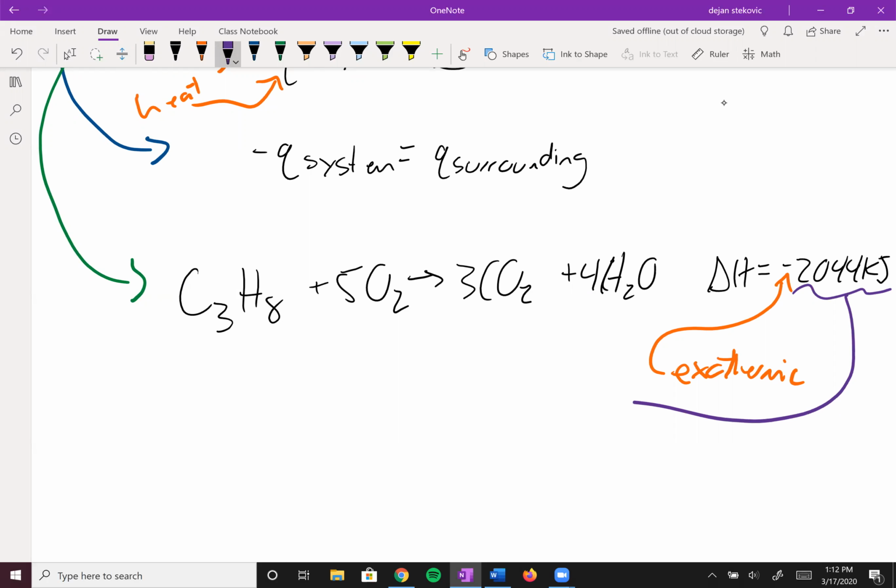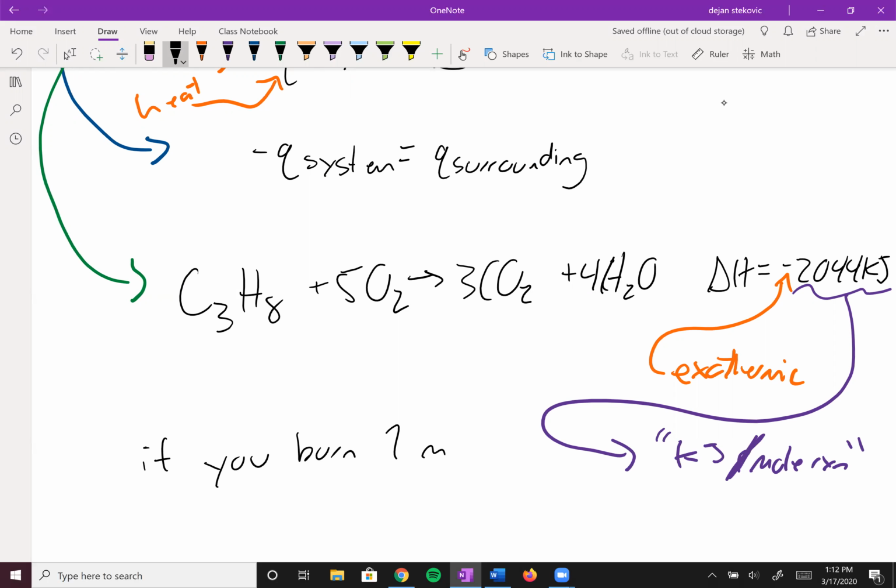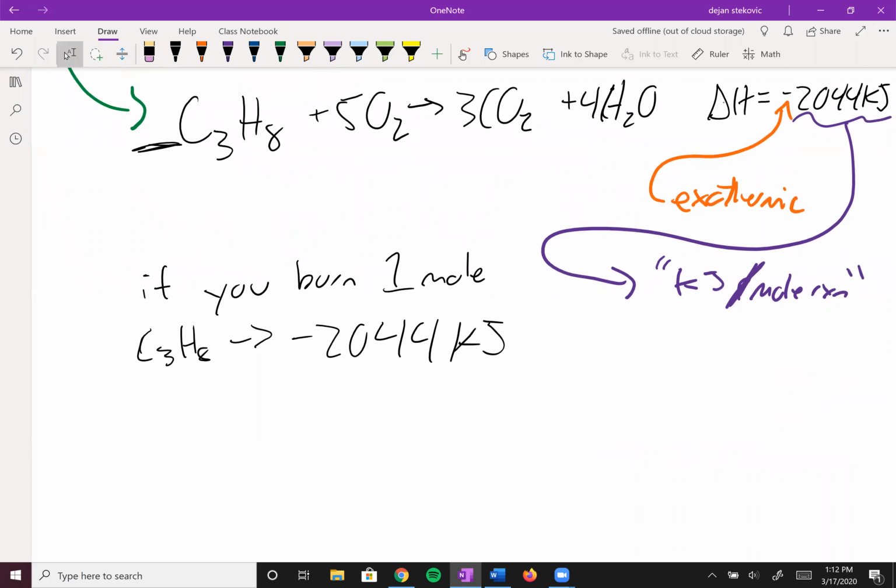And then this value, although it just has units of kilojoules, the way you can think of these units is kilojoules per mole of reaction. So for example, if you burn 1 mole of C3H8, since there's a 1 here, you just get negative 2044 kilojoules from the system. So the system loses energy, the surroundings gain energy.